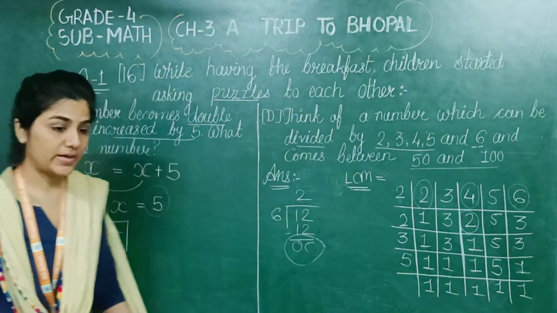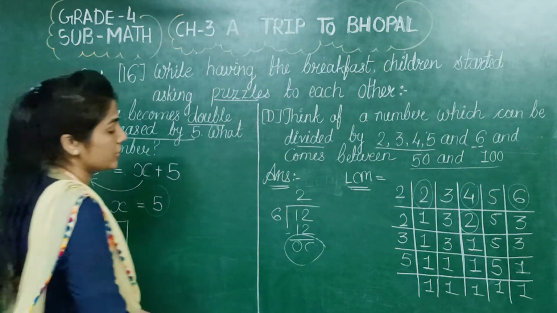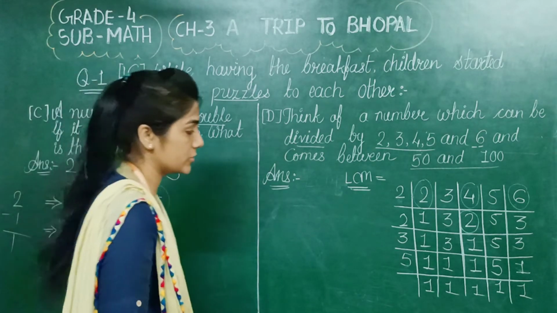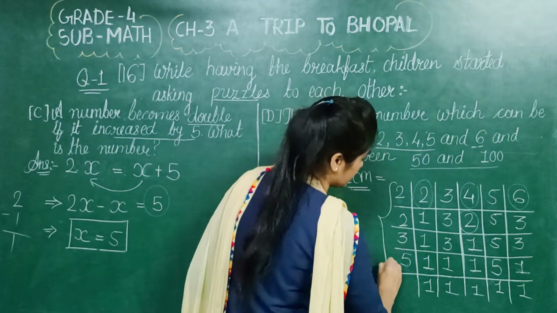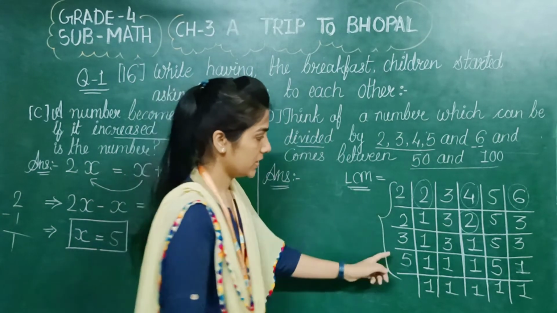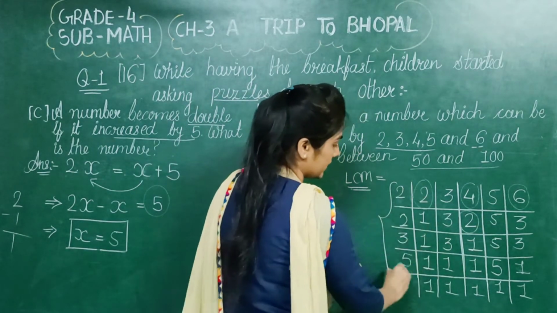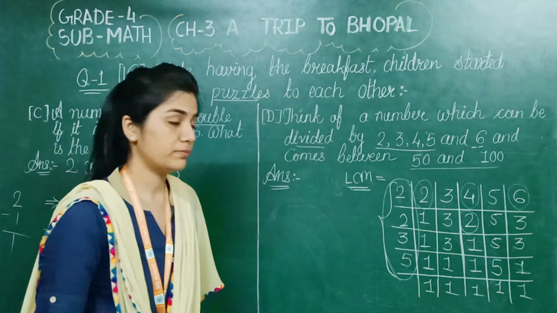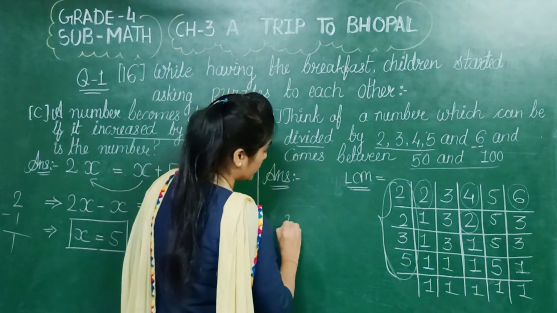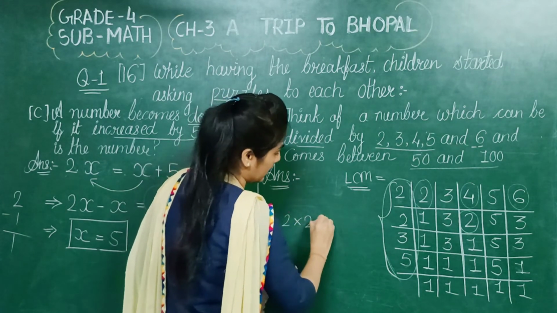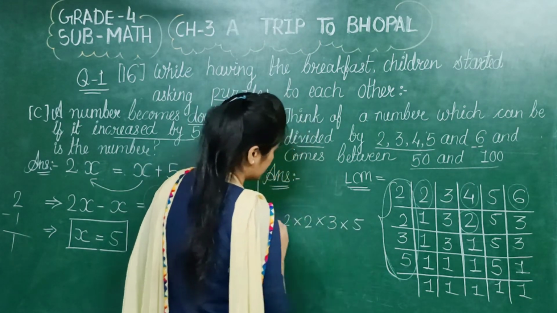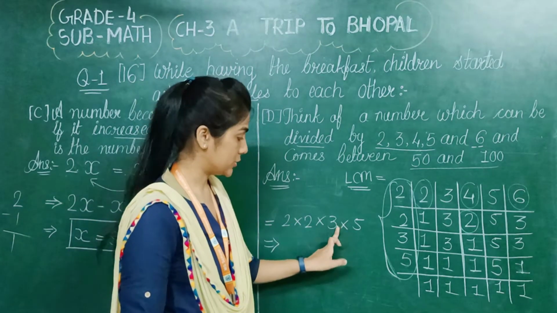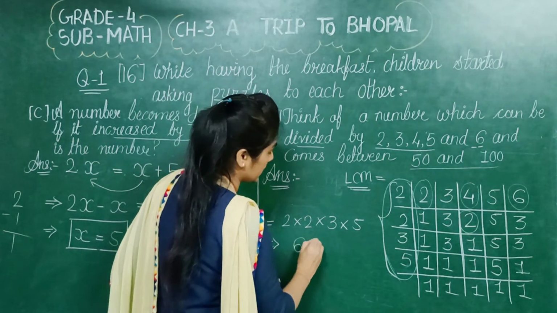Now after finding this LCM, what do you have to do? You have to make the multiplication. Which multiplication of which numbers? All the numbers which we have taken, not the copied ones. So 2 multiply 2 multiply 3 multiply 5. Altogether, 2 twos are 4, 4 threes are 12, and 12 fives are 60.